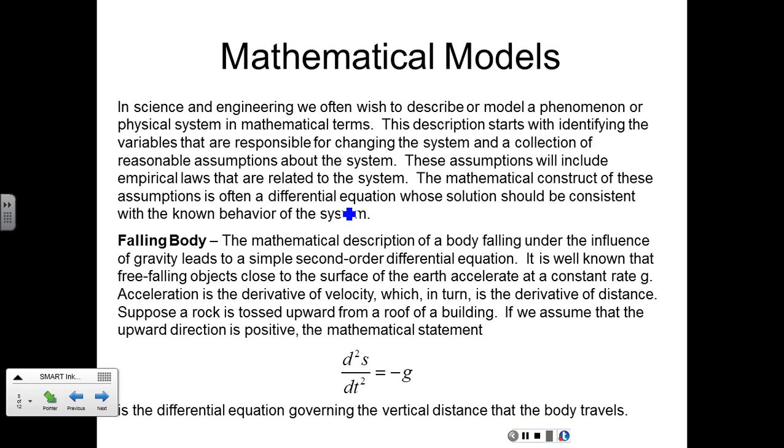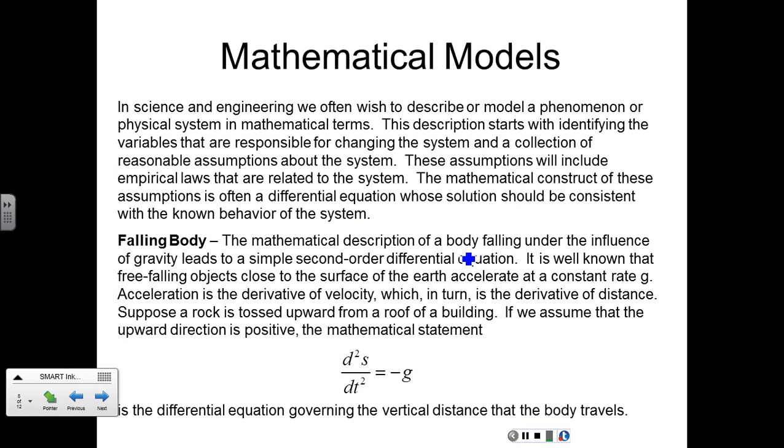You guys learned in Cal 1 that acceleration is the second derivative. If an object is falling, we know that it falls with acceleration due to gravity. What is that gravitational constant? 32 feet per second squared. Is that right? What is the metric one? 9.8 meters per second squared, and it would be negative, wouldn't it? Okay, for a falling body.